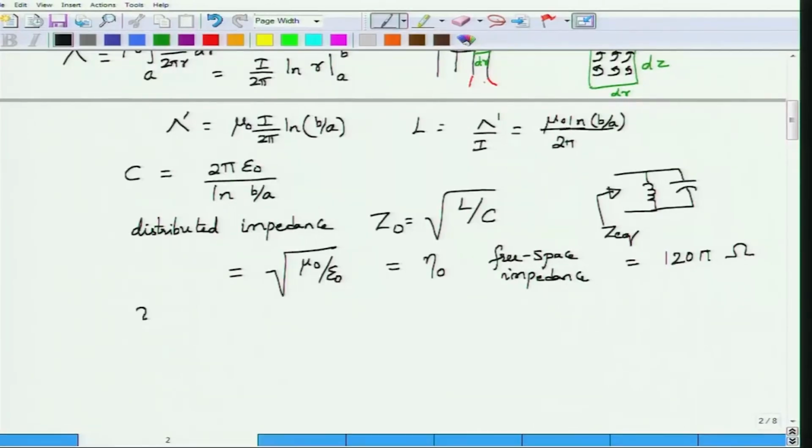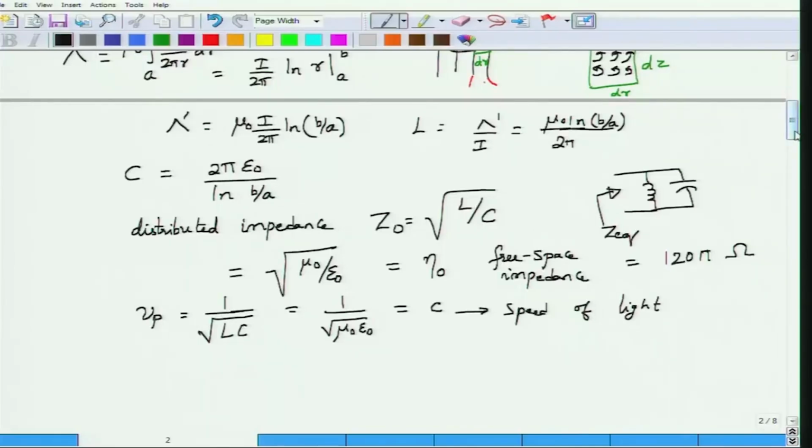Associated with this coaxial cable, there is another quantity which will become very important. This quantity is called the phase velocity. You will later see that it is given, for this lossless coaxial cable, as 1 by square root LC, and plugging in the values of L and C, you will see that this is actually equal to 1 by square root of mu 0 epsilon 0. And this quantity will actually be equal to the value of c, which is the speed of light.